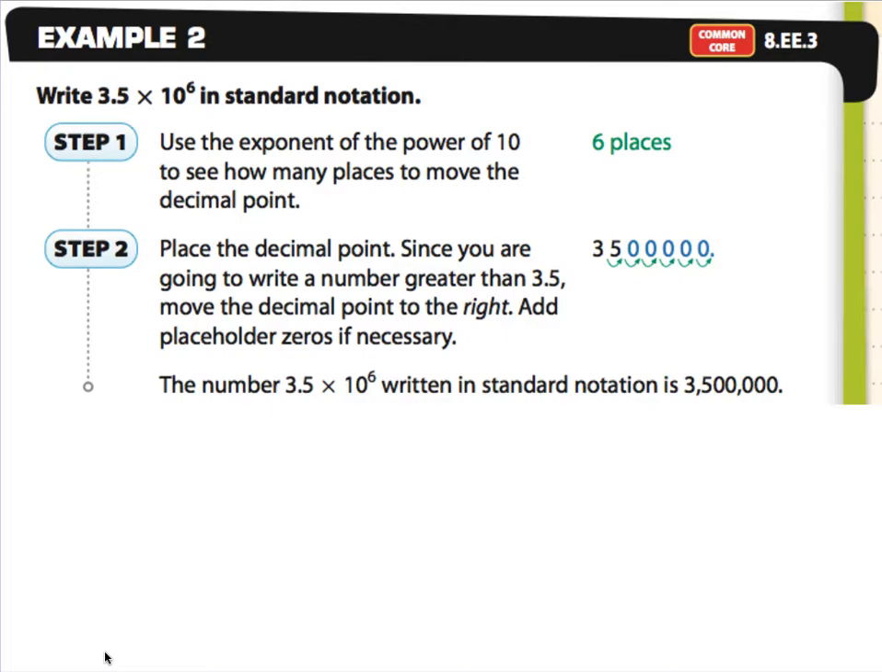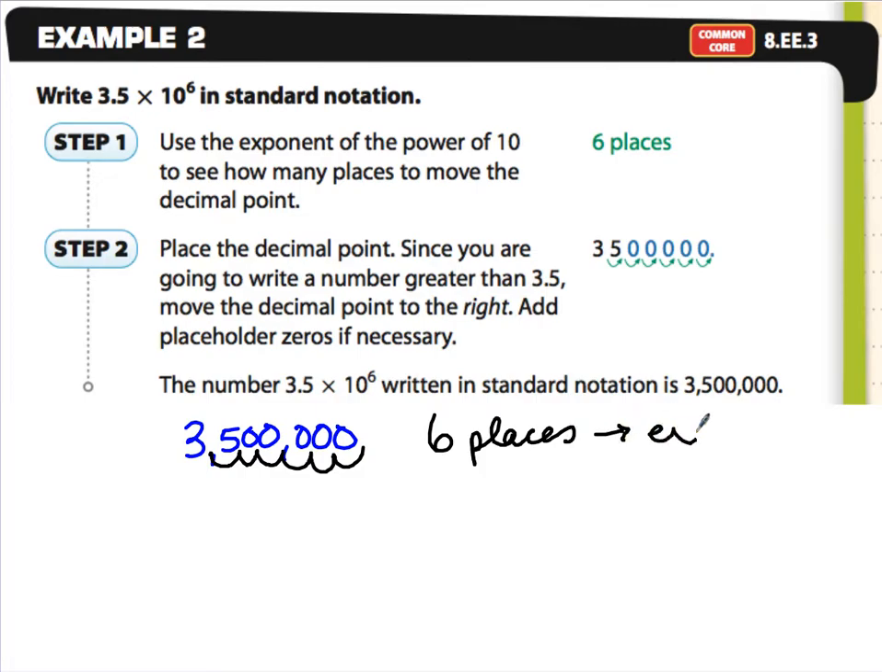Okay, so let's look at the vice versa here. If we had 3,500,000 and we were going to go to scientific notation, we would have taken that decimal and moved once, twice, 3 times, 4, 5, 6. So we would have moved it 6 places, which means my exponent would need to be 6. And then my number would just be everything without the zeros. So it would have been 3 and 5 tenths times 10 to the 6th.